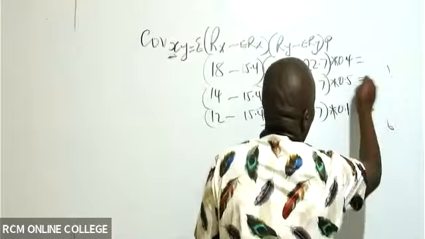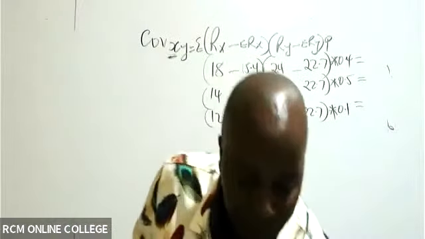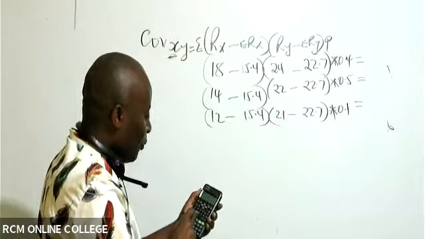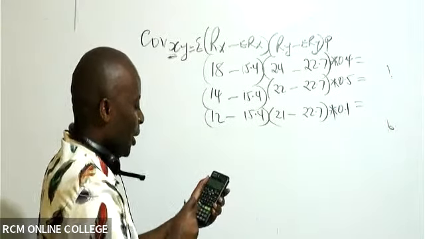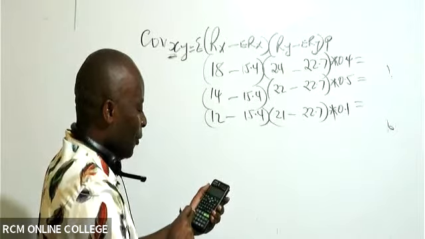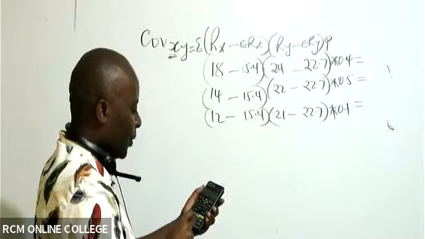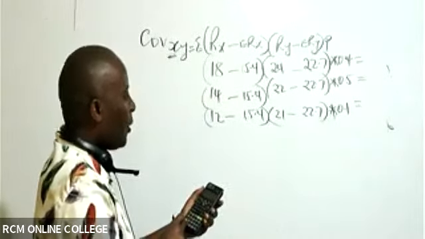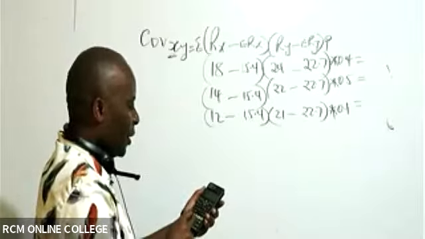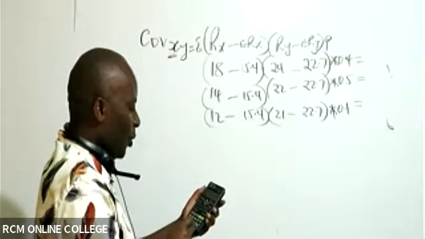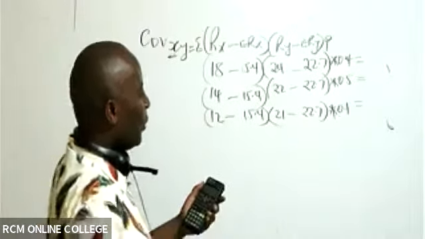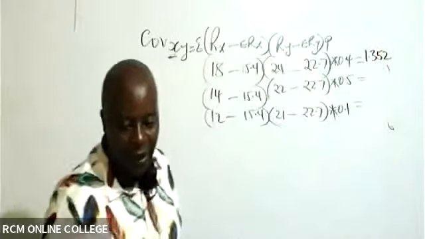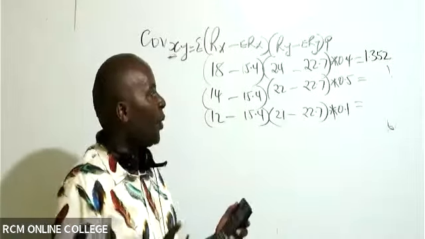Then you take your calculator. It's quite early in the morning, you can easily get a student using a calculator which is off. So you say on, open brackets, 18 minus 15.4, close, times, open, 24 minus 22.7, close, times 0.4, equals. Ladies and gentlemen, I'm getting 1.352. Is there somebody who is able to get 1.352? Thank you so much, Edna. Yeah, Pauline, great. So we go to the second one.